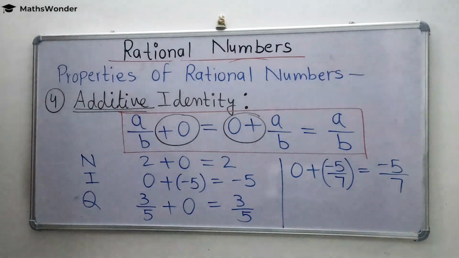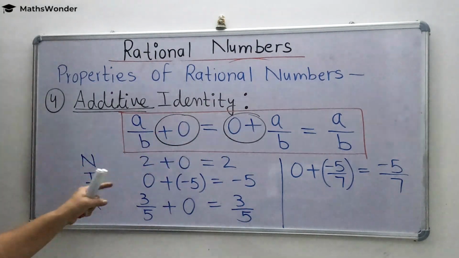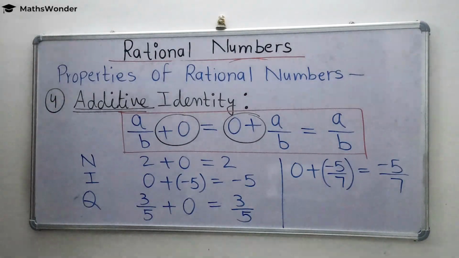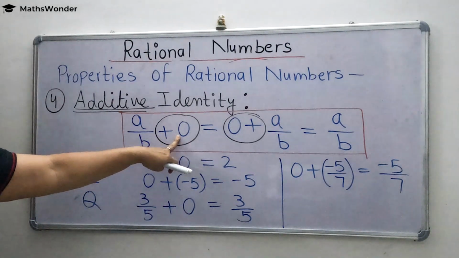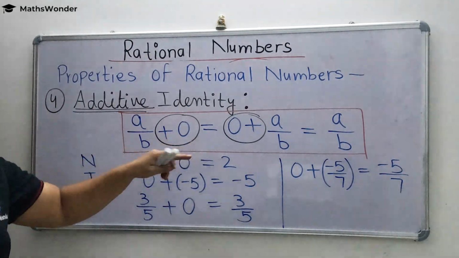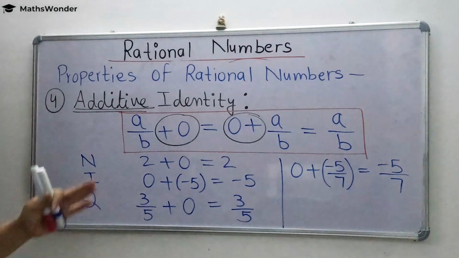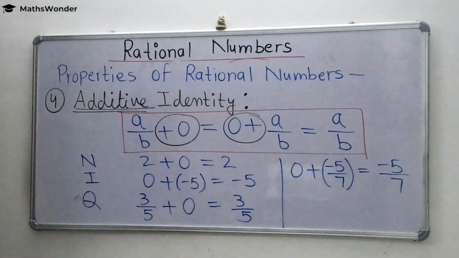Suppose you and your sibling are both using the same surname, the same second name. The second name will never change, only your first name is changed. For example, I am Deepti Gupta. My sister's name is Tripti Gupta. My third sister's name is Smriti Gupta. So Gupta is my identity, it will never change. Same with plus 0. If you add any number with 0, the number itself will never change.